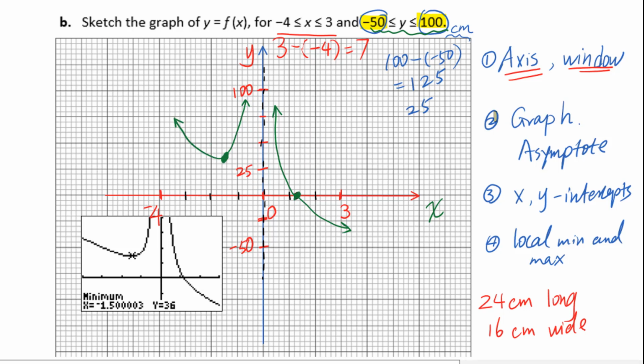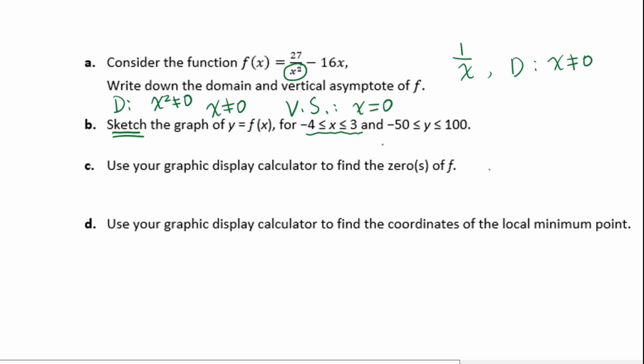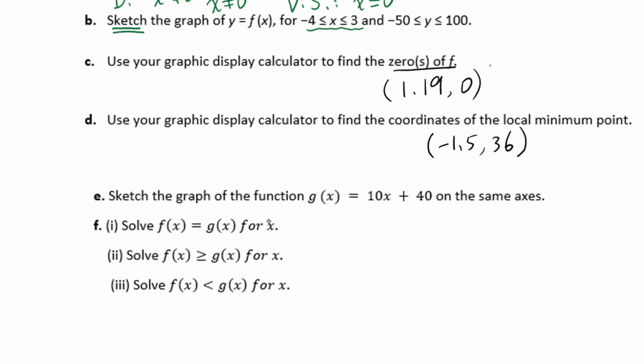So make sure when you sketch the graph, axis and a window, the smooth graph and asymptote line, if there's any, x, y intercepts, local minimum and maximum. Then say they ask you what's the zeros. We know that is 1.190. Then for D, find the local minimum points. That is -1.5, 36.